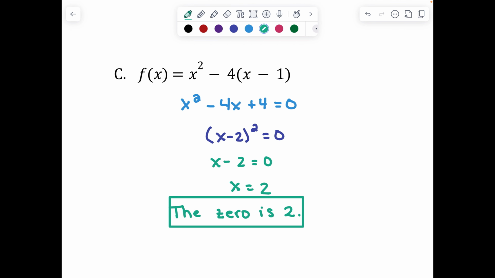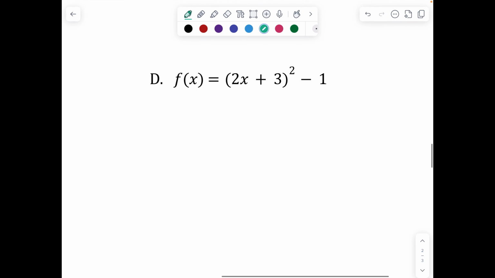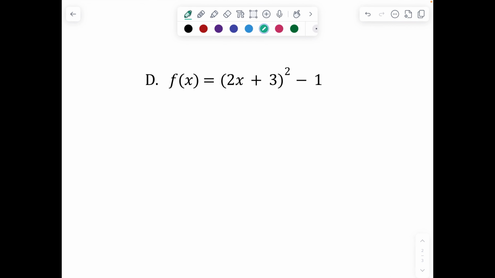All right, let's go ahead and do one more example. So I have f of x equals 2x plus 3 squared minus 1. So we could go ahead and square this into a perfect square trinomial, but I also see that we have the difference of squares here. So if I set this up as 2x plus 3 squared minus 1 equals 0, our a is 2x plus 3, our b is 1. So we have a difference of squares.